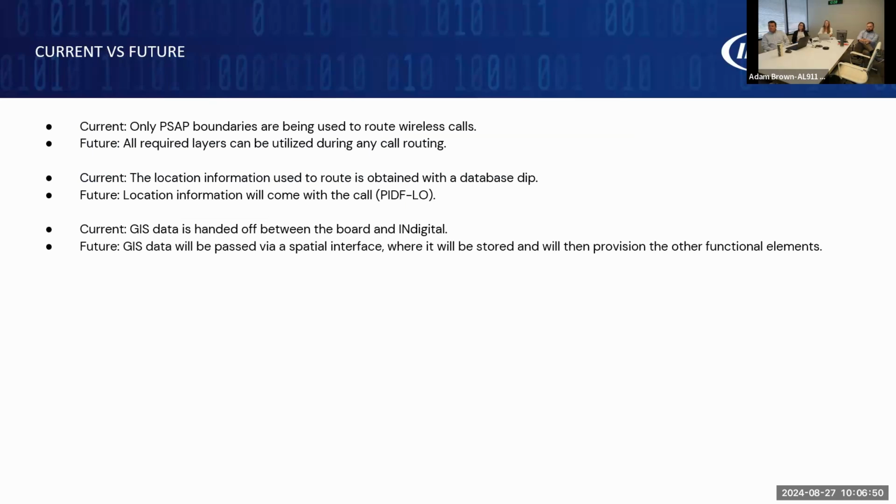And then in the future, we can use all required layers to route any type of call. So that would be the civic, the landlines, as well as the wireless. Currently we are getting that database information with a database div. But in the future, again, the carrier will be providing that location information with the call.